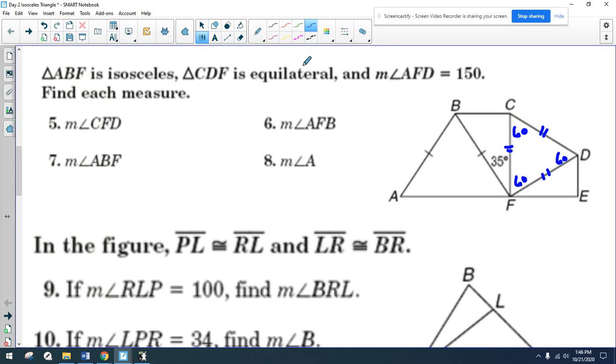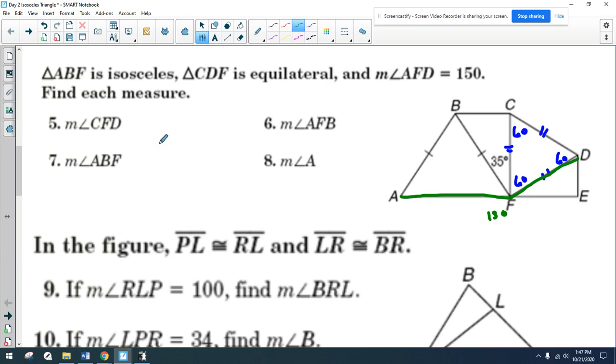When you see directions, I would definitely recommend that you write stuff in. And then it also says AFD, measure of angle AFD is 150. So AFD is 150. This one is a little harder to mark. So I'm going to do it because I have color and you can see it. But if you have pencil, it's going to be a little harder. So that's going to be 150, that green one.